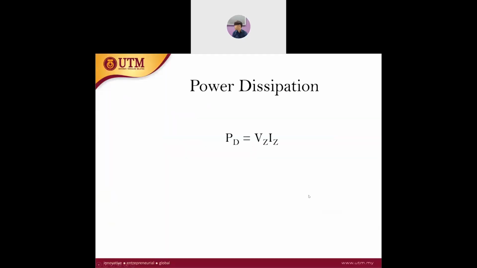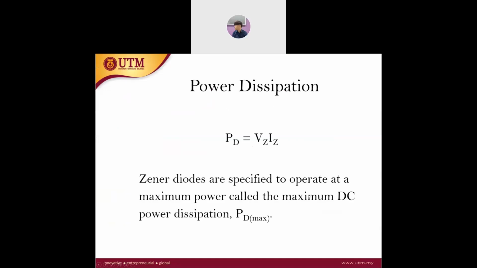Next is power dissipation for Zener diodes. PD equals VZ IZ. So this is one of the equations for power, right? PD equals VZ times IZ. Zener diodes are specified to operate at a maximum power, the maximum DC power dissipation, which is your PD max. So this is the maximum power. Above that, the diode will potentially be damaged.